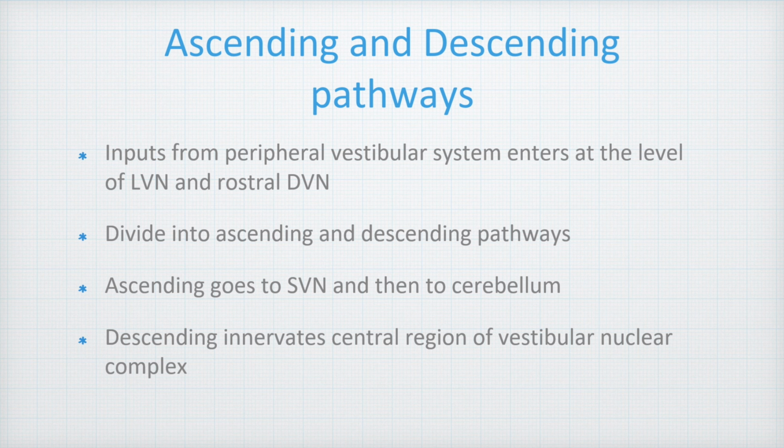The ascending pathway will move upwards, so towards the superior vestibular nucleus and further on to reach the cerebellum. The descending pathway will innervate the central region of the vestibular nuclear complex. Division into ascending and descending pathway is happening at the level of lateral vestibular nucleus and rostral part of the descending vestibular nucleus.